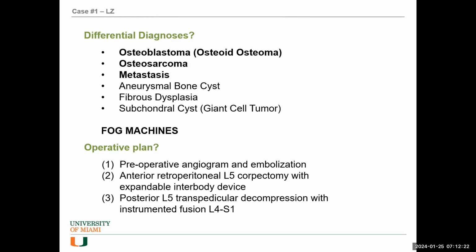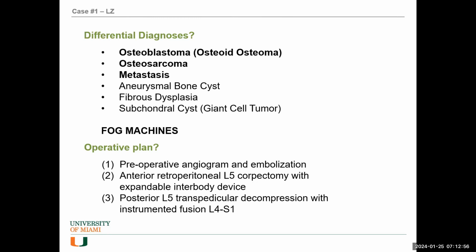And so the important thing about this case to highlight is also the importance of that preoperative angiogram and embolization. Because you expect, particularly if this is going to be something like a hypervascular lesion, then entering into this space to try to remove or decompress the thecal sac and exiting nerve root is going to be very, very bloody. And so if you can do a preoperative angiogram and embolization, and that's what was done, they were able to embolize the L5 radicular artery on the right.